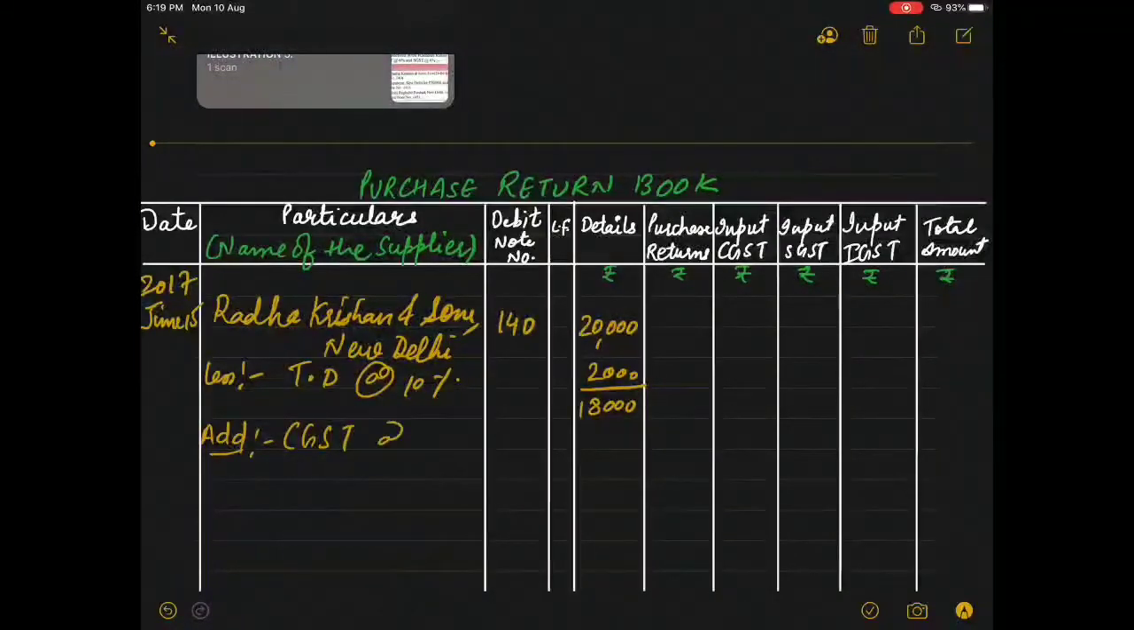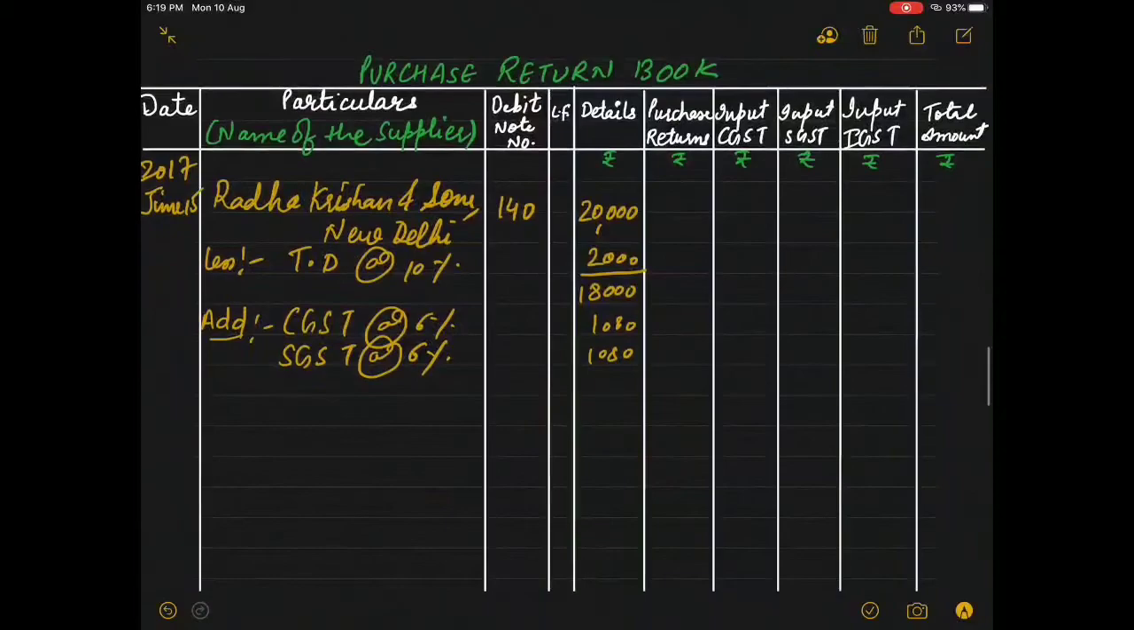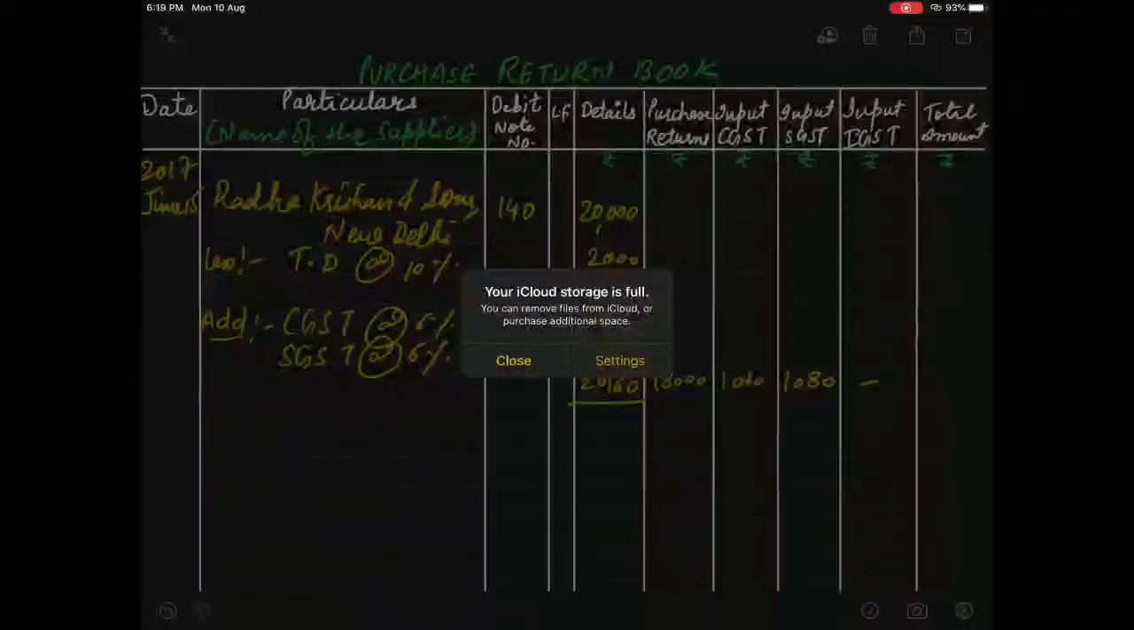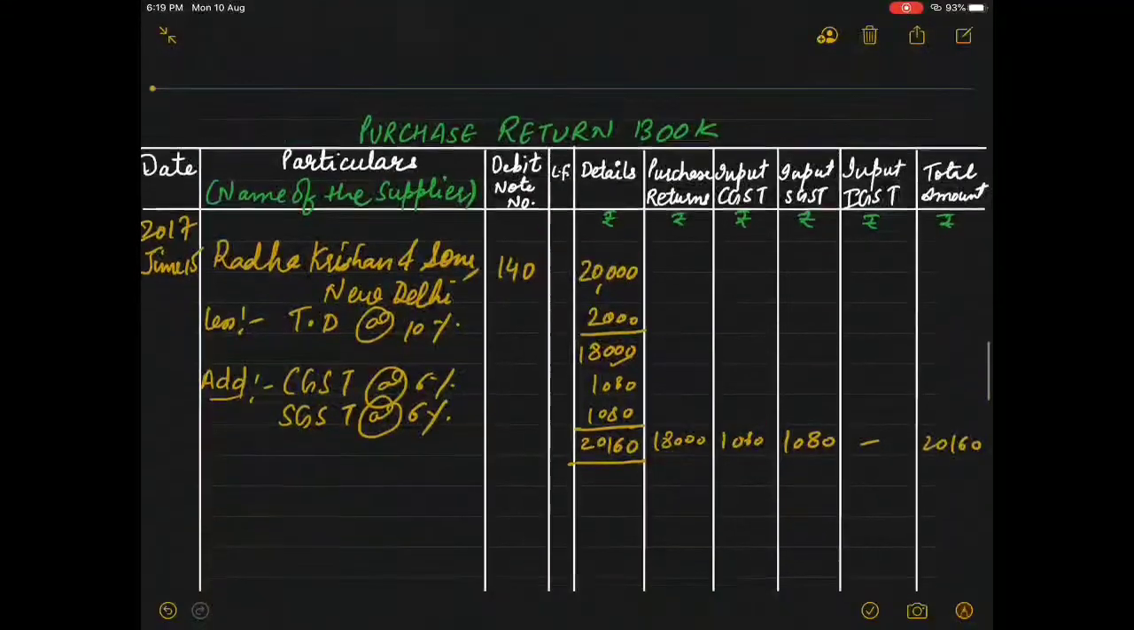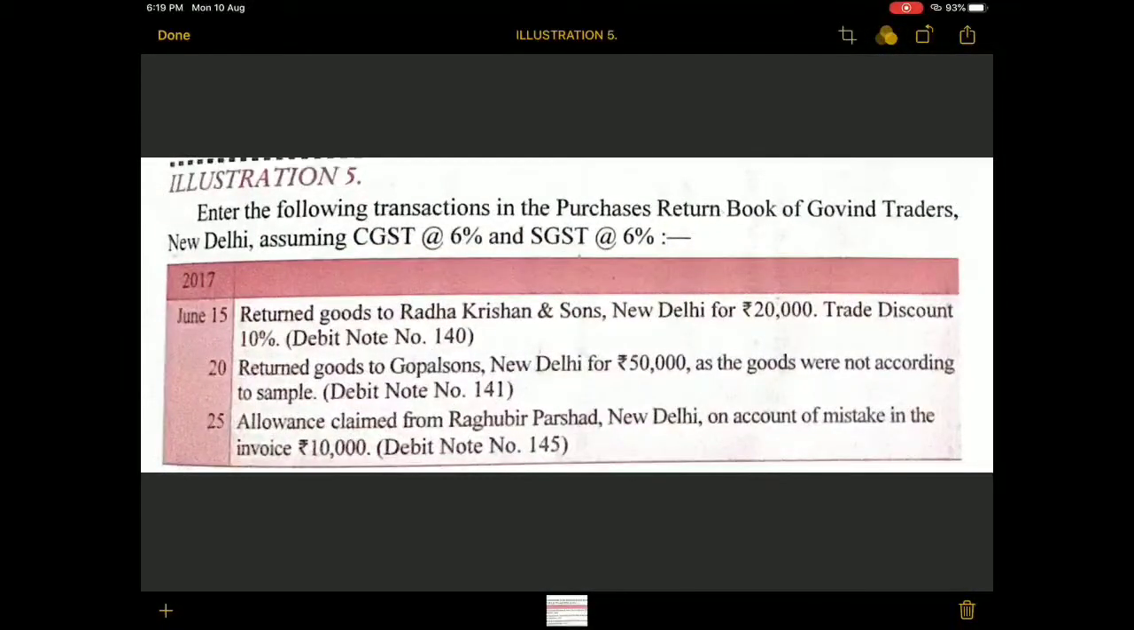After that we know CGST at 6% is given and SGST at 6% is given. 6% on 18,000, the amount will be 1080. We will add, and the amount will be 20,160. Then what is the amount of purchase return? 18,000. CGST 1080, SGST 1080, IGST is not there. Total amount is 20,160.